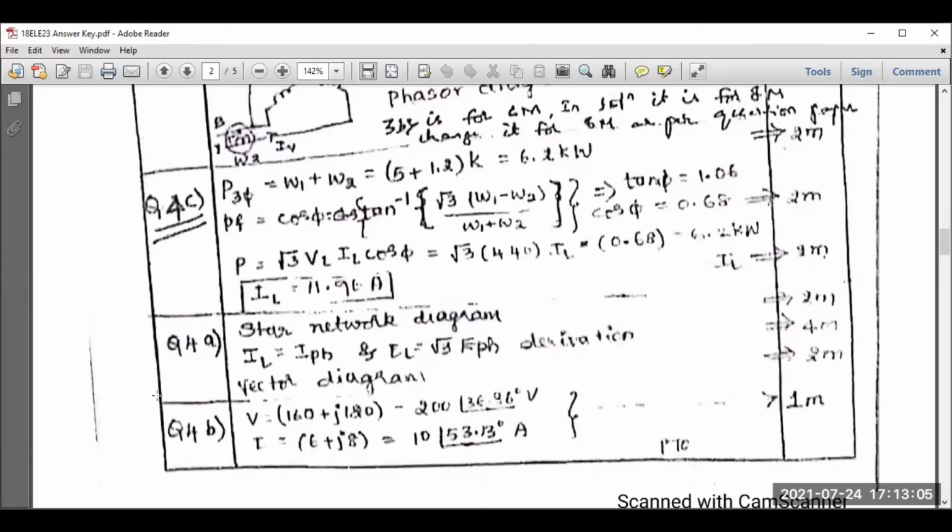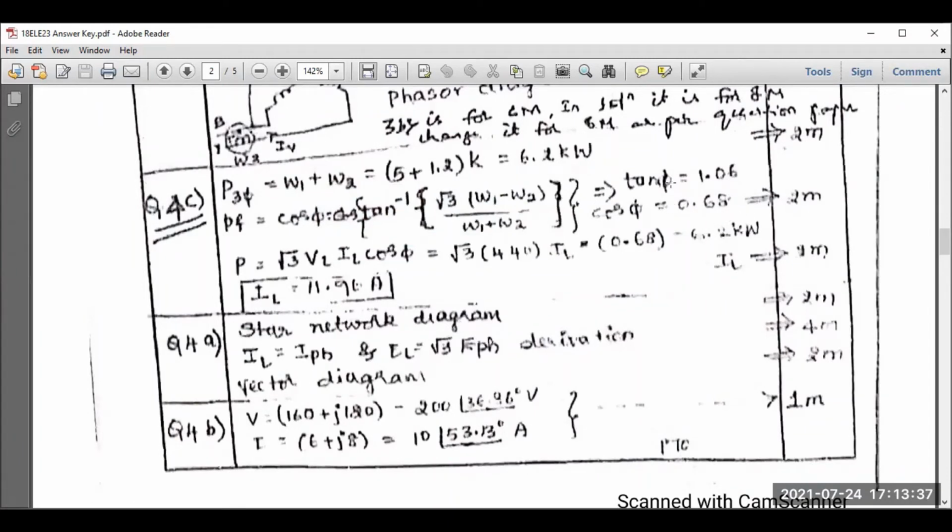As I said, Q4C, the equation W1 plus W2 is equal to 6.2 kilowatts. Then you can elaborate. That means root 3 VL IL cos phi is equal to 6.2. From that you can calculate IL. Likewise, you can calculate cos phi also. This equation is relevant for computing cos phi: cos of tan inverse of root 3 times (W1 minus W2) by (W1 plus W2). You can easily compute the value of cos phi.